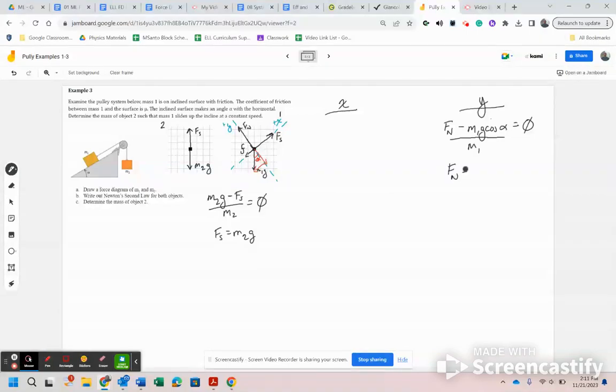So I have the normal force is equal to m1g cosine of alpha. In the x direction, I am going to have the force of the string minus friction minus m1g sine of alpha. And again, that will equal 0. So the force of the string minus mu times the normal force minus m1g sine of alpha is equal to 0.